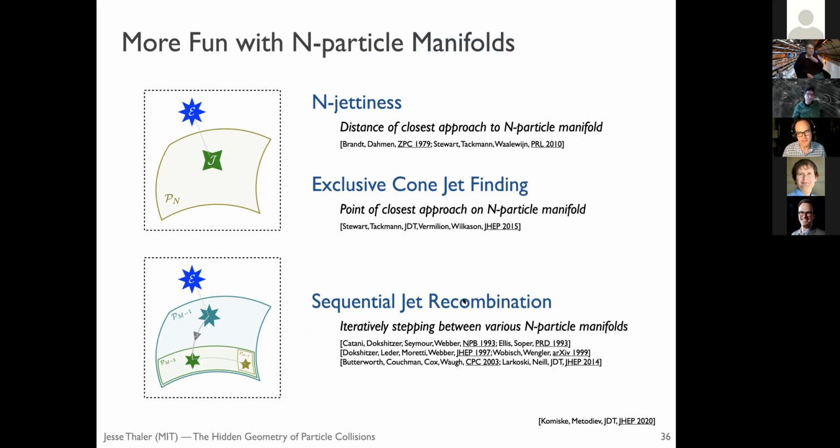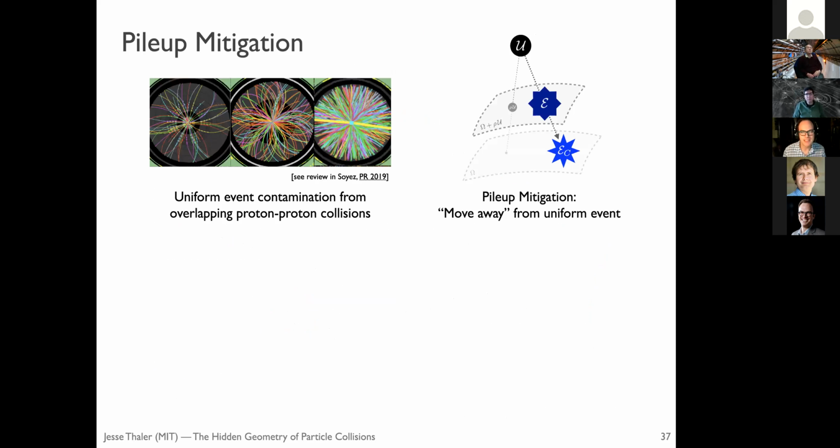In particular, sequential jet recombination schemes correspond to moving from the m-particle to the m-1 to the m-2 to the m-3, seeing what those distances are and using that to define jet clustering. And even something like pileup mitigation turns out to be related to this geometry.